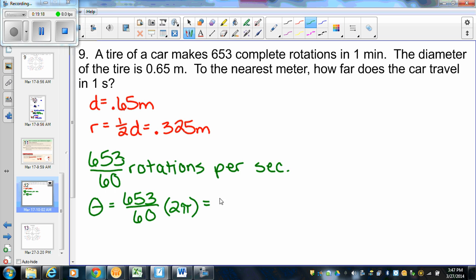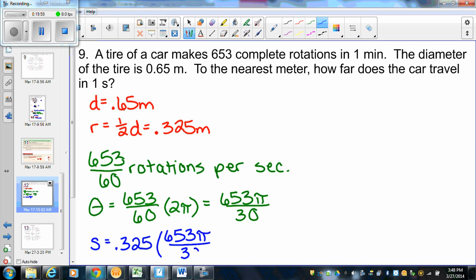So in 1 rotation, there are 2 pi radians. So if I multiply that out, ignoring the pi, that becomes 653 pi over 30. And that is way bigger than 2 pi because I'm going more than 1 rotation. That's actually a little more than 20 pi radians there. So it's about a little bit more than 10 rotations in a second. But that doesn't matter. What matters is that I can figure out the distance that that tire travels by taking my radius times my radian measurement for my angle.